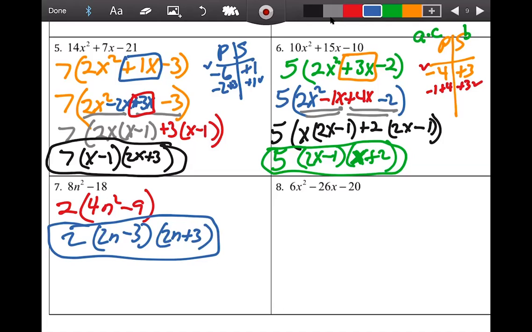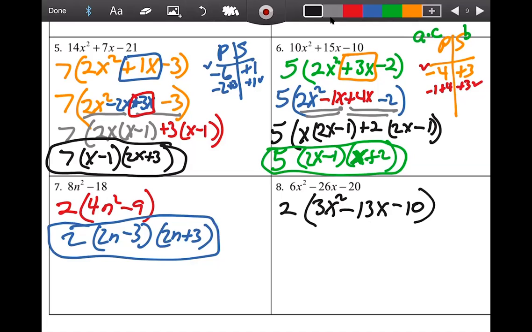Okay? Number 8. Who sees a GCF on this one? Is it 2? Yeah. Okay, divide all these terms by 2. We get 3x squared minus 13x minus 10. Okay, and there's no GCF here, so that 2 must have been right. Okay, now what do we have to do?